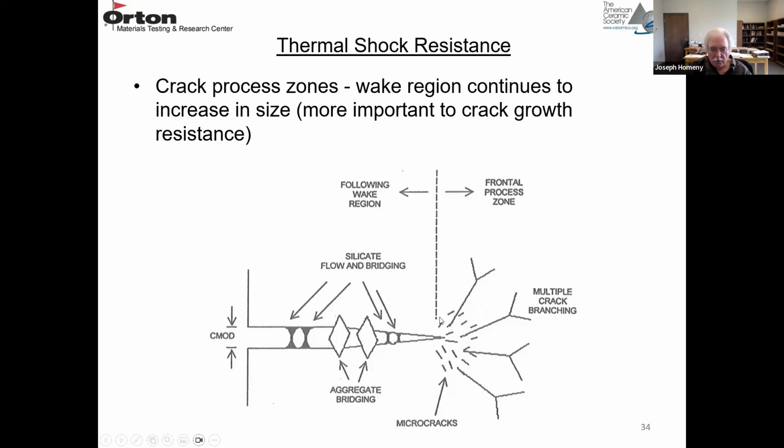So both of these regions are important, the frontal process zone and the wake region, but the wake region is more important because it grows in size, and you design a microstructure to include mechanisms like aggregate bridging and aggregate pull out and perhaps silicate bridging at high temperatures. So the wake region is the most important because it dissipates the most energy.